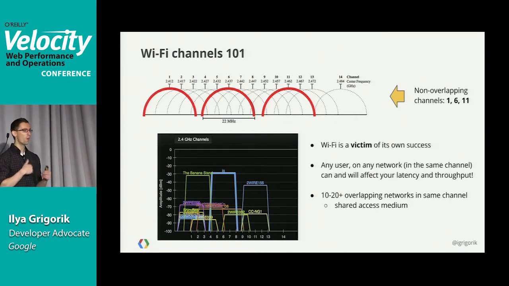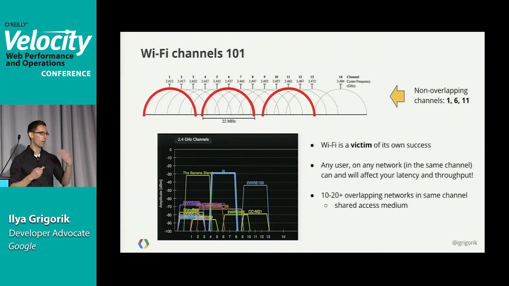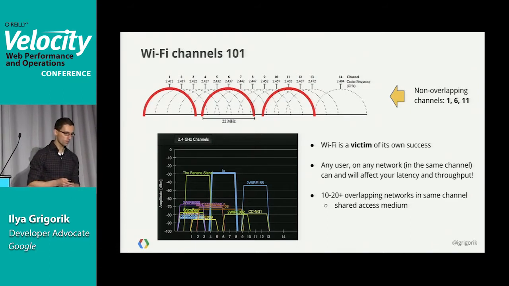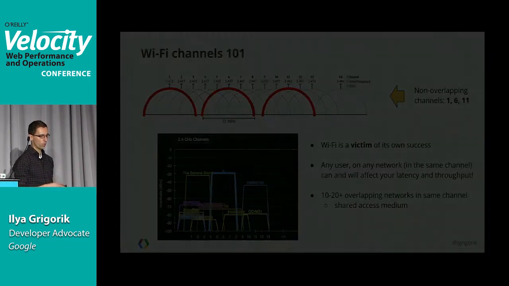It doesn't matter what my Comcast or whatever bandwidth is, because if I'm going over the Wi-Fi channel, I'm bottlenecked due to my neighbor. There are tons and tons of overlapping networks, and that has become a problem for Wi-Fi.